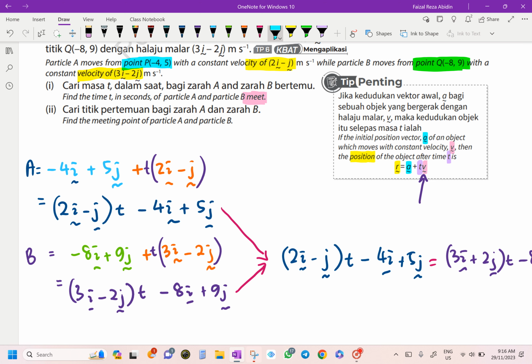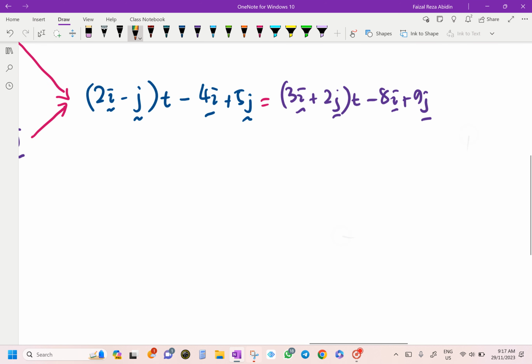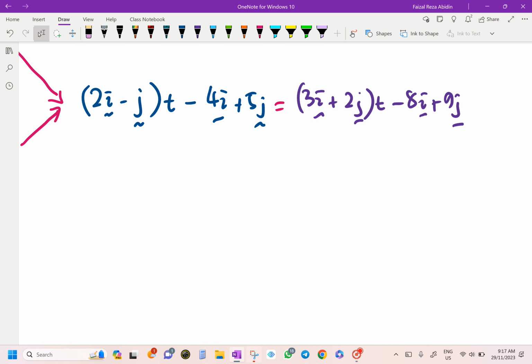Someone said, teacher, expand. Yes, we will expand in a moment. Before I expand, I do it in this form first: in the form of a plus tv here. So there is going to be over there the constant velocity, and we are going to times it with our time t. Okay? Just now I couldn't do it like that because we are going to have our t, the time for them to meet. Okay, so after that, now what to do? I expand.